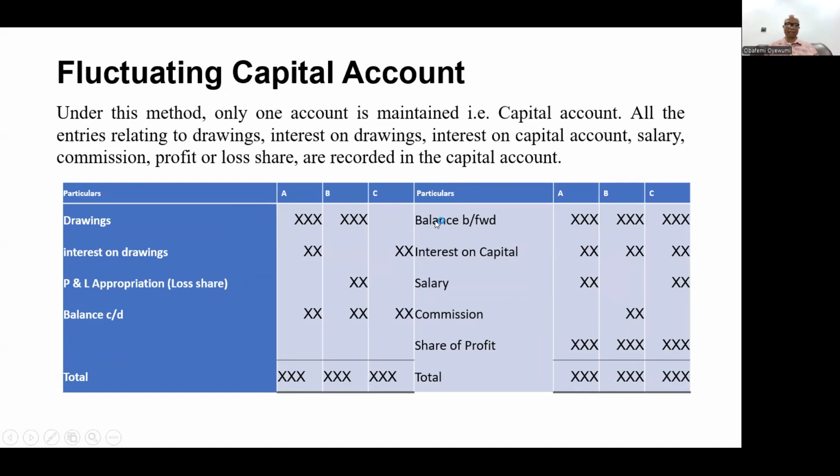Everything will be recorded in the capital account. So whether it's capital, interest, or drawing, whatever it is, will now be taken care of in one capital account, unlike the other one where we had a separate capital account and a separate current account. So that talks about the fluctuating type of structure.